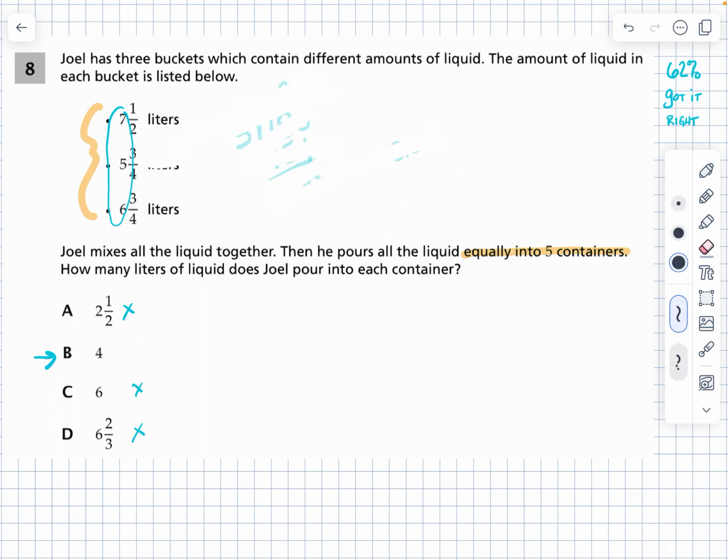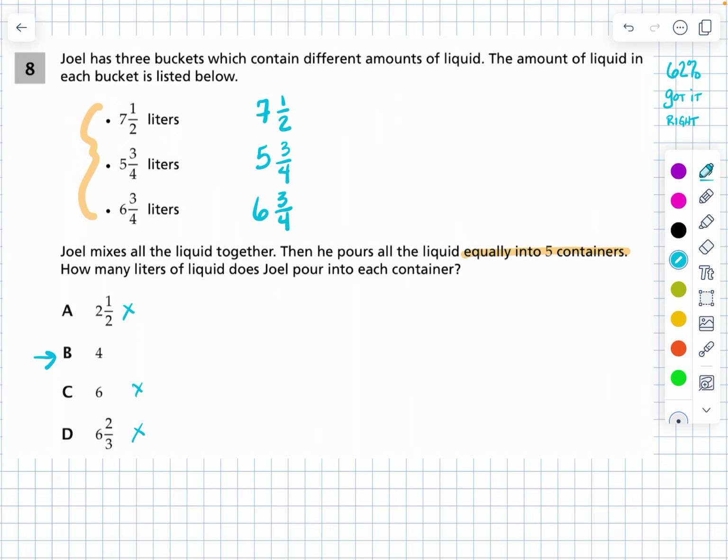Okay, so let me erase this, and let's do this problem. So now we're going to add all these things together. We're going to add up 7.5 plus 5 3/4 plus 6 3/4.